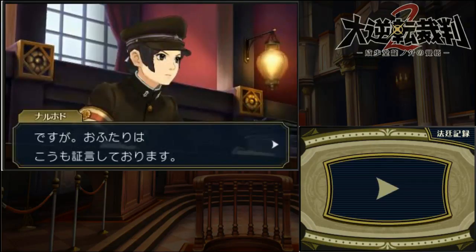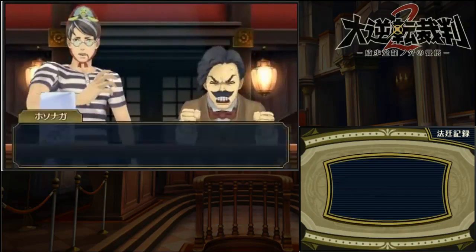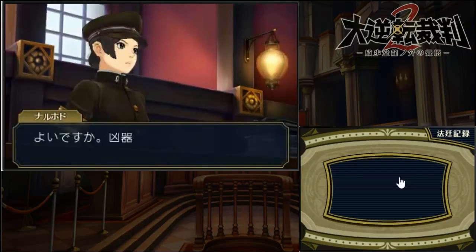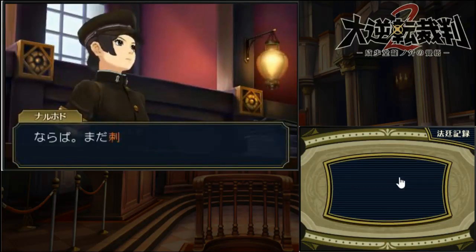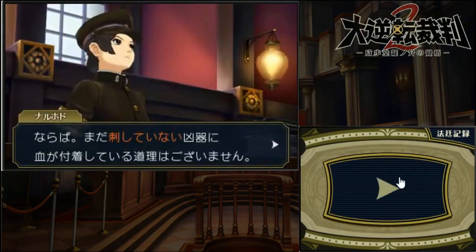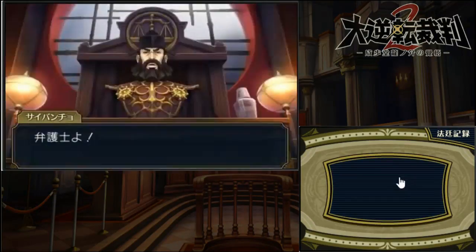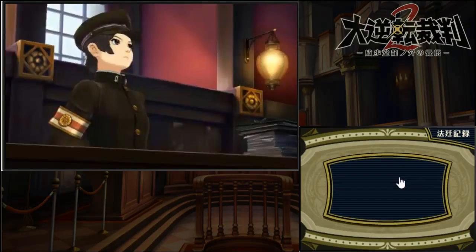However, the two of you also testified that the raised blade had already been stained with blood. And what of it? Listen closely. The small bladed weapon had only stabbed her once. If so, it doesn't make sense for a weapon to be stained with blood before it struck her. Indeed. Attorney, in that case, what on earth does this mean?